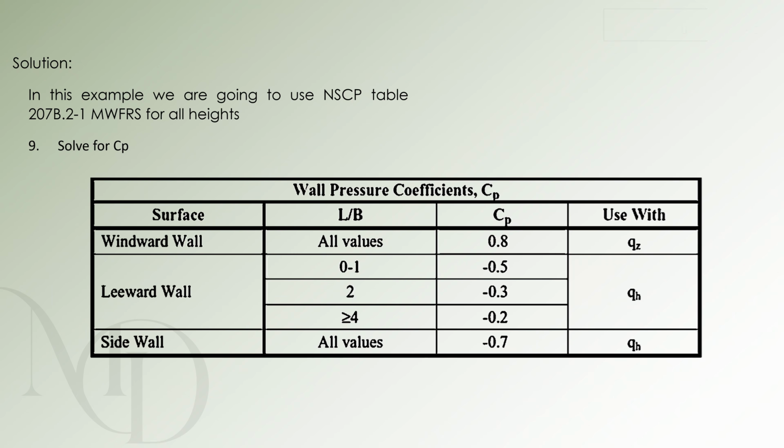For the external pressure coefficient on walls, the code provides distinct values depending on which wall surface is being considered. The windward wall is assigned a positive coefficient because it takes the direct impact of the wind. On the other hand, the leeward wall carries a negative coefficient, and its exact value depends on the ratio of the building length to its width, L over B. The sidewalls also experience negative pressure, though their coefficients are generally consistent and do not vary with building proportions in the same way as the leeward wall.